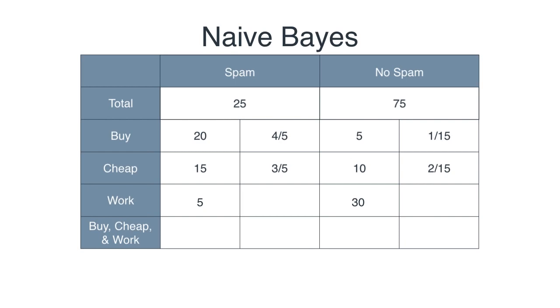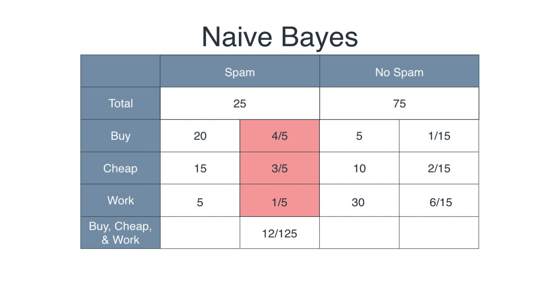So this 5 out of 25 is 1/5. So therefore, 1/5 of the spam emails contain the word work and 6/15 of the non-spam emails contain the word work, because 30 divided by 75 is 6 over 15. So again, naive assumption that the words buy, cheap, and work are all independent. Therefore, the probability that the 3 of them appear in an email is the product of these 3 numbers, which is 12 divided by 125.